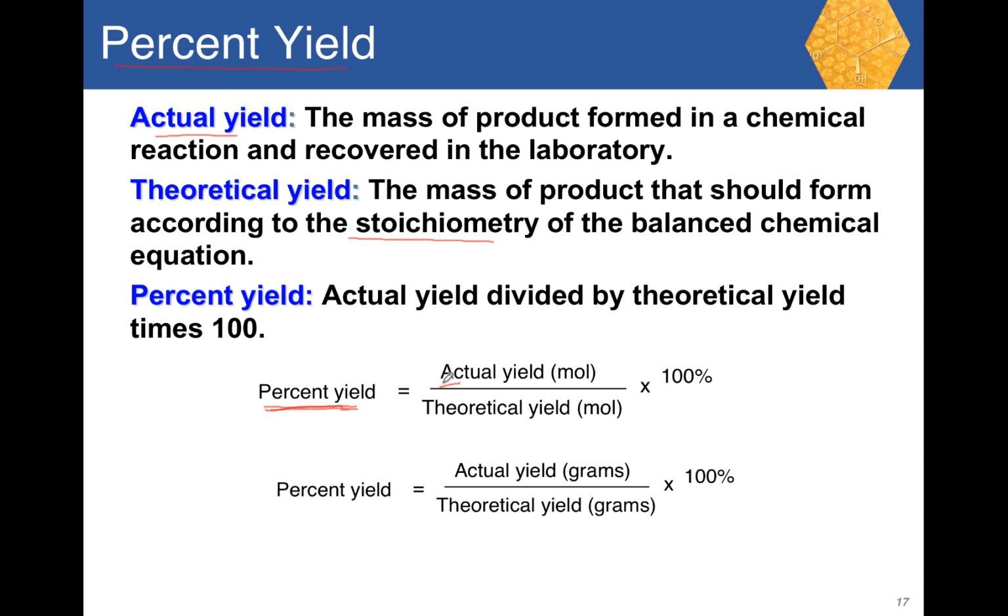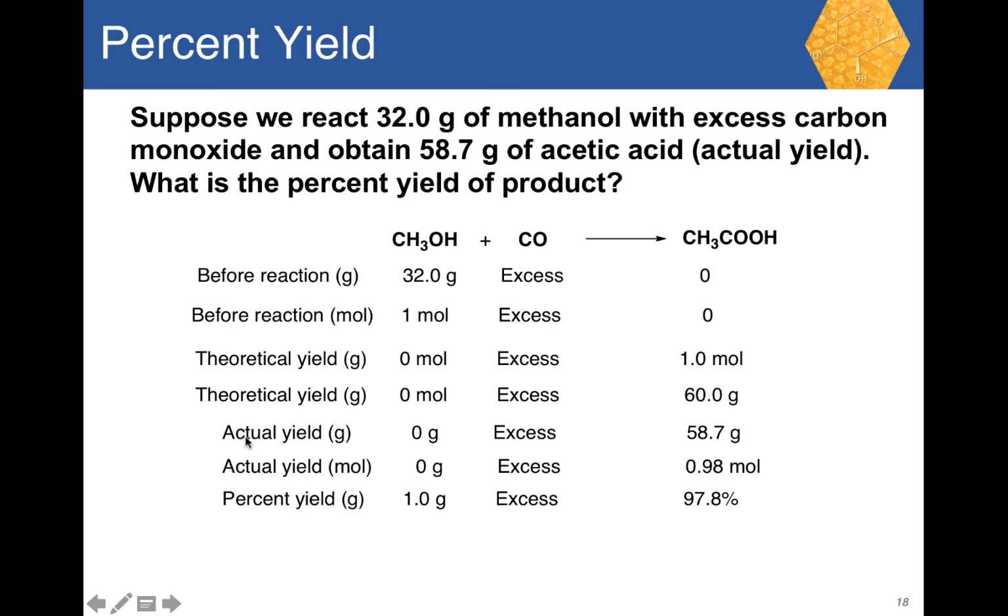So here's the equation. Actual yield divided by theoretical yield. Now this can be in moles. I suggest using moles because that's the unit that we have. But you can also use grams, but be careful here though, because we will have to make sure that the actual yield in grams is compared to the theoretical yield in grams. So I'm going to suggest using this equation here since we are emphasizing moles. Let's apply that and see how it works.